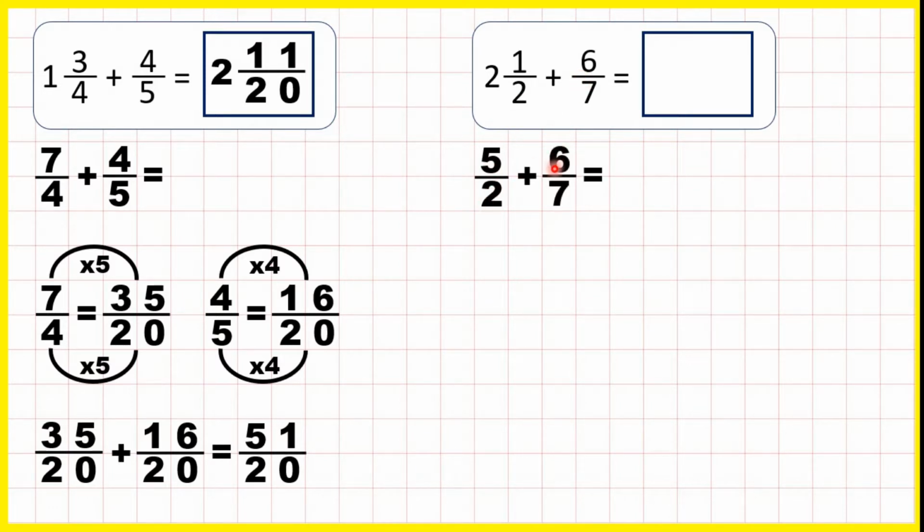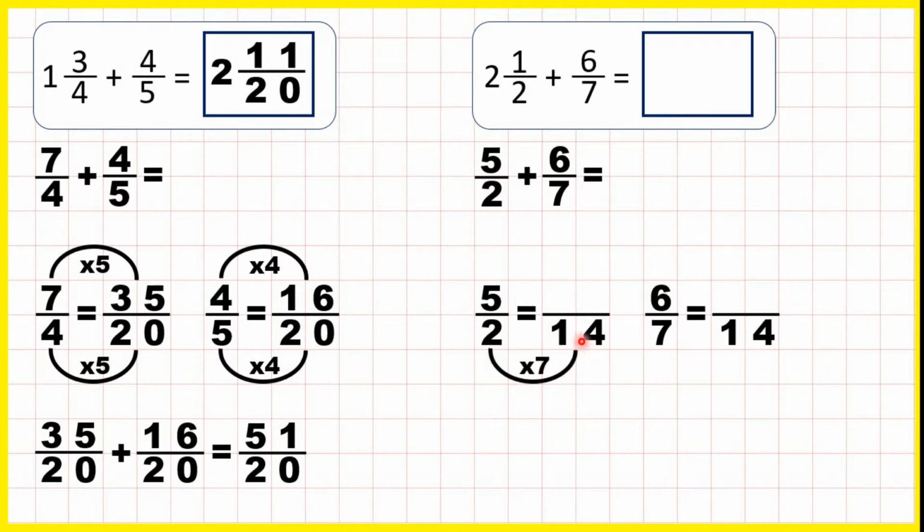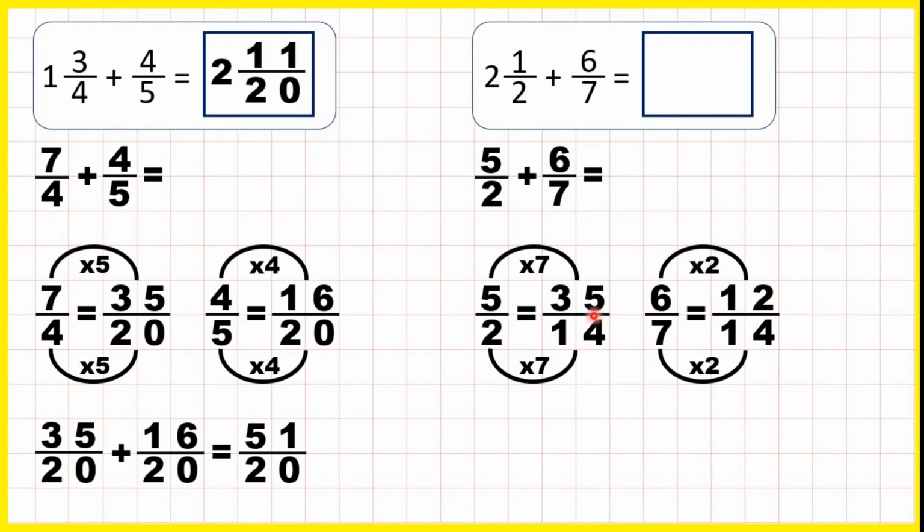We're adding 6/7, but to add fractions we need a common denominator. 14 is in both the 2 and the 7 times table, so we can find equivalent fractions with a denominator of 14. 2 times 7 is 14, 5 times 7 is 35, 7 times 2 is 14, 6 times 2 is 12. So now we can rewrite our question.